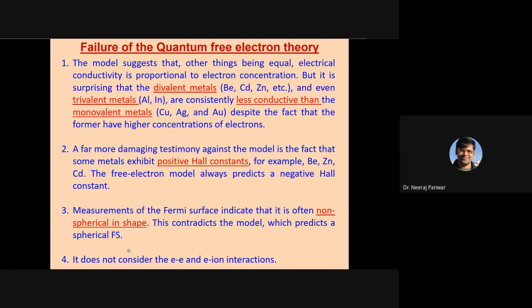And as we have seen, this quantum free electron theory does not consider the electron-electron interaction or the electron-ion interaction. And it can also not explain the heavy fermion compounds, in which the electrons behave as if they had a mass that is 1,000 times higher than the effective mass of free electrons.